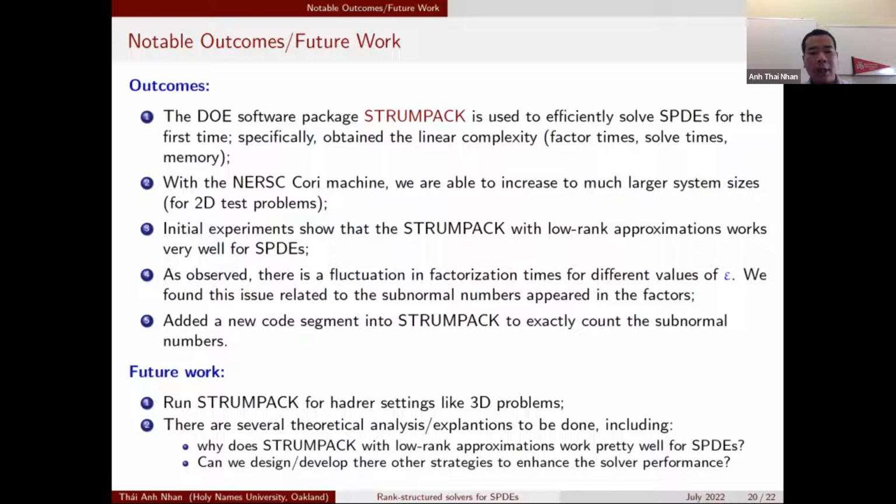For future work, we want to set other harder problems to solve, 3D problems for example, and some theory work, questions that we need to answer as well.